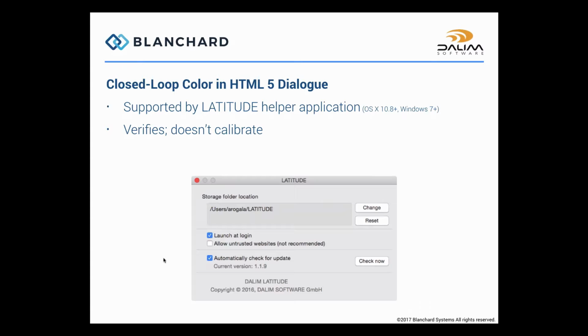This challenge has been solved with the Latitude Helper application, which runs on most recent versions of Mac OS and Windows. Latitude is basically just a wrapper that handles a lot of different tasks that typically Java would take care of. So, for example, this is used to access your local monitor profile and apply that to any images that are being viewed in dialog. It also supports verification of profiles for closed-loop color, as I mentioned.